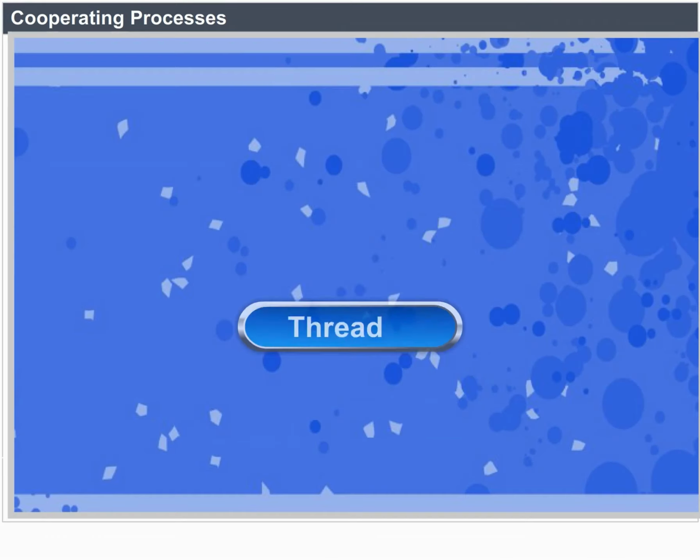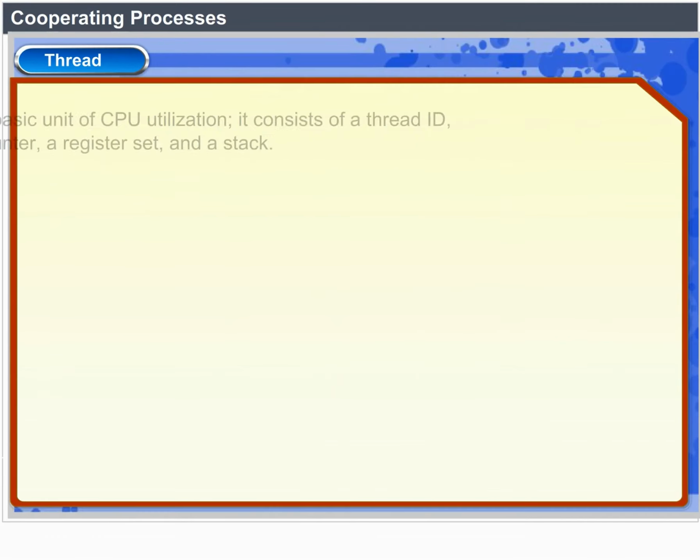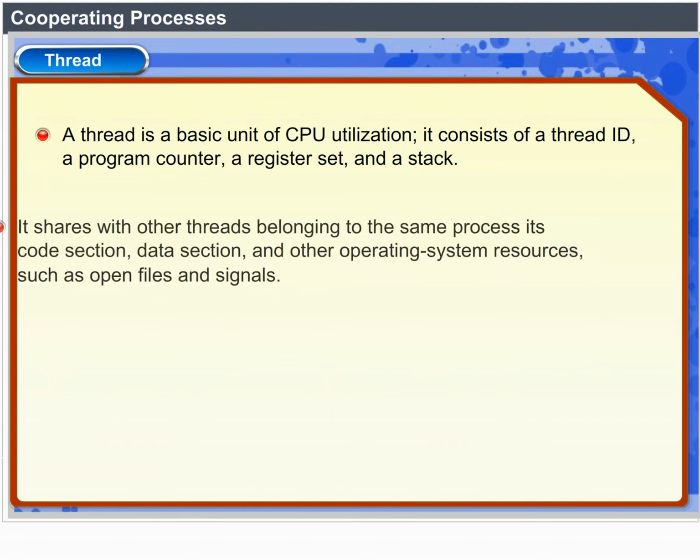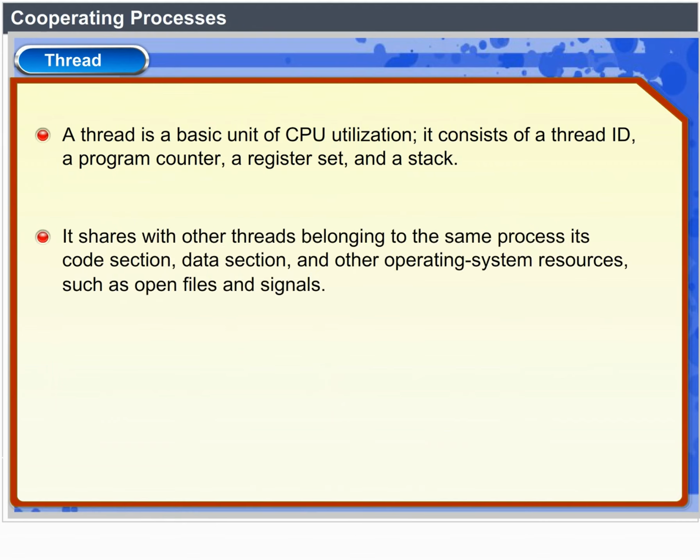Thread. A thread is a basic unit of CPU utilization. It comprises a thread ID, a program counter, a register set, and a stack. It shares with other threads belonging to the same process its code section, data section, and other operating system resources such as open files and signals.